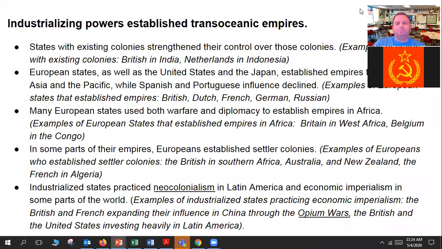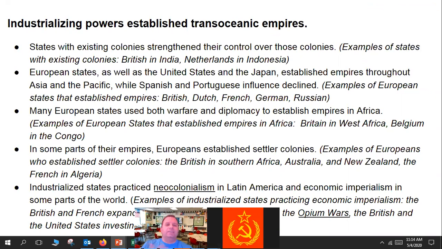Okay, and so the bottom line here, gang, is that this is all happening in states that, for the most part, already had colonies. Okay, like the British, who had already been set up within India, or the Netherlands, who had already been in Indonesia. Okay, and then they're going to be joined by groups like the United States and the Japanese. Okay, and then our change in this era is that the power and the influence, right, of the Spanish and the Portuguese begin to decline.